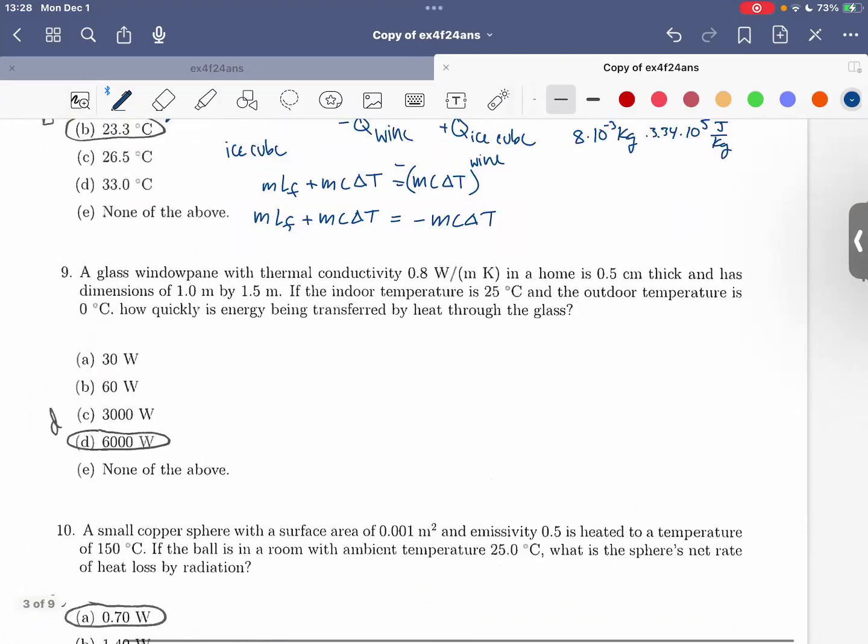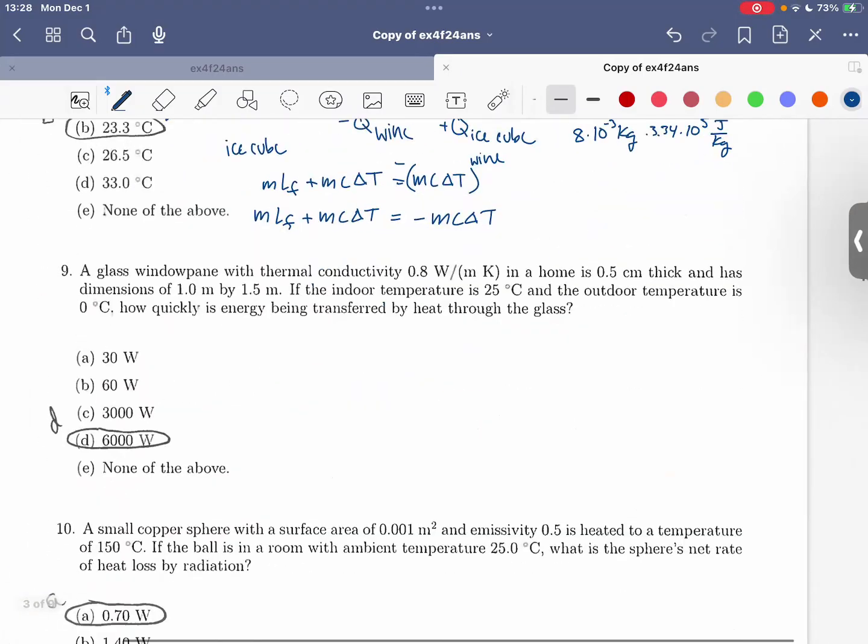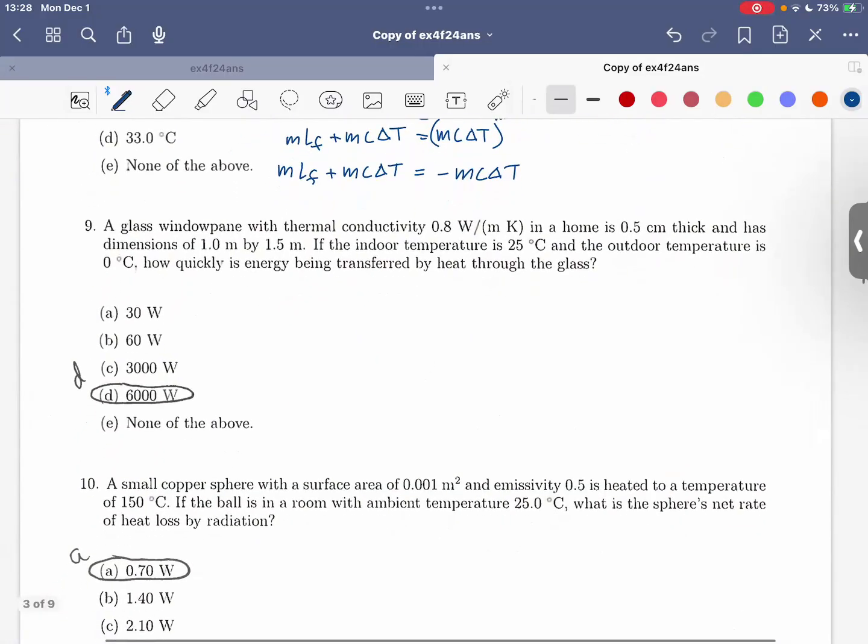So that's number 8. And then let's do number 9. A glass window pane with thermal conductivity 0.8 in a home is 0.5 centimeters thick and has dimensions of 1 meter by 1.5 meters. If the indoor temperature is 25 degrees Celsius and the outdoor temperature is 0 degrees Celsius, how quickly is energy being transferred by heat through the glass?